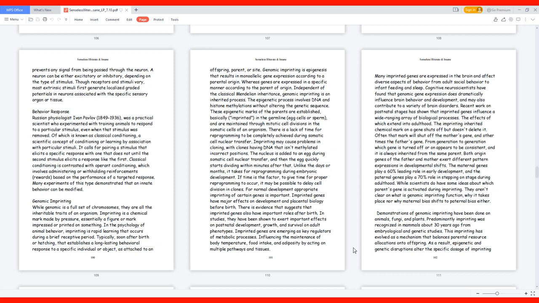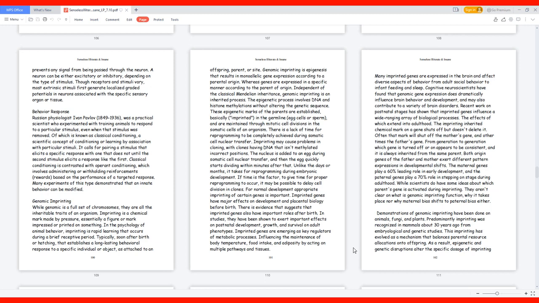Classical conditioning is contrasted with operant conditioning, which involves administering or withholding reinforcements, rewards, based on the performance of a targeted response. Many experiments of this type demonstrated that an innate behavior can be modified. Genomic imprinting. While the genome is a full set of chromosomes, they are all the inheritable traits of an organism. Imprinting is a chemical mark made by pressure, essentially a figure or mark impressed or printed on something.